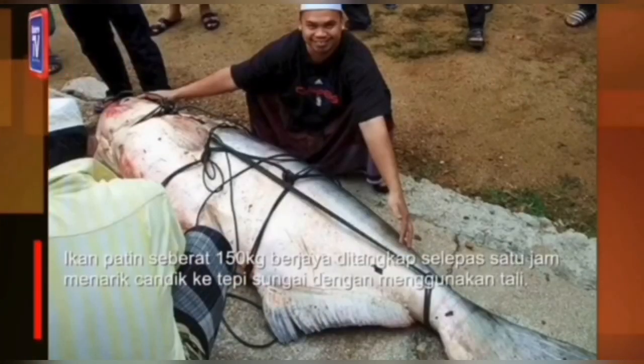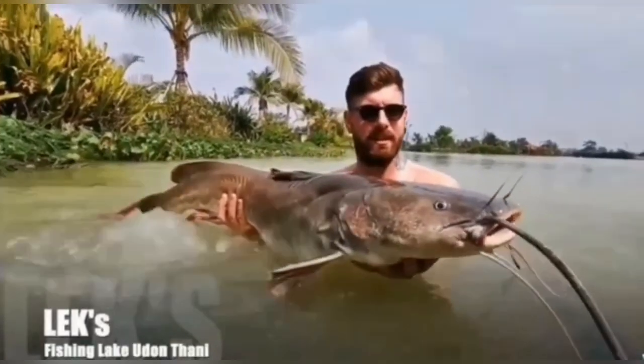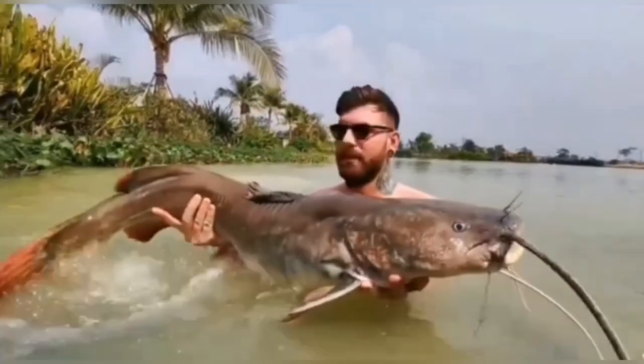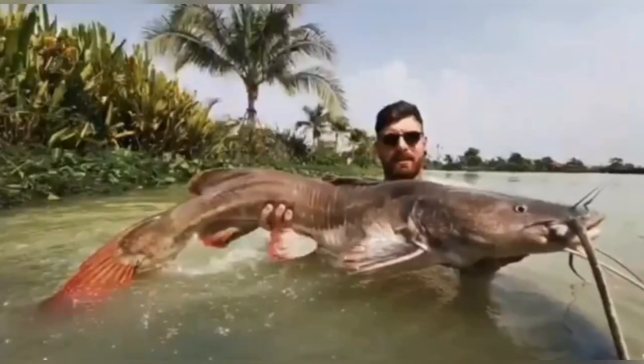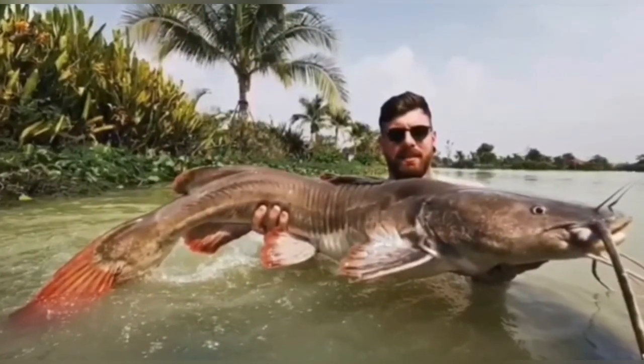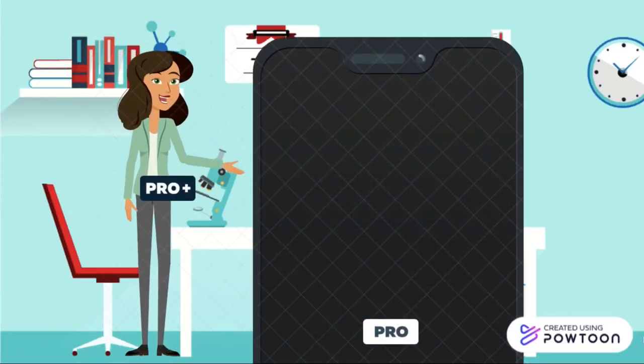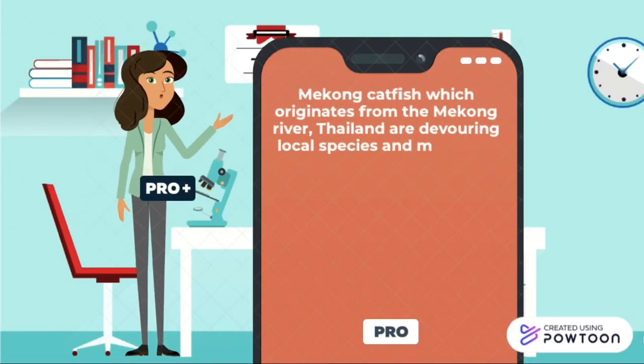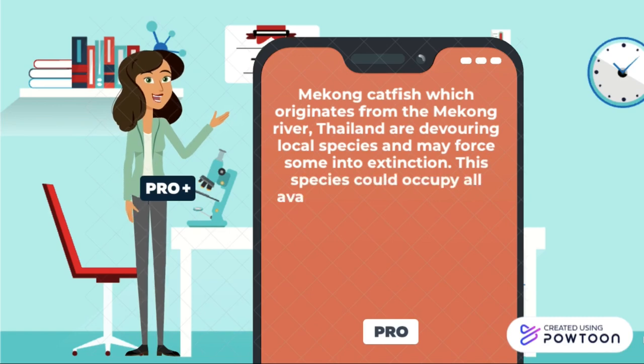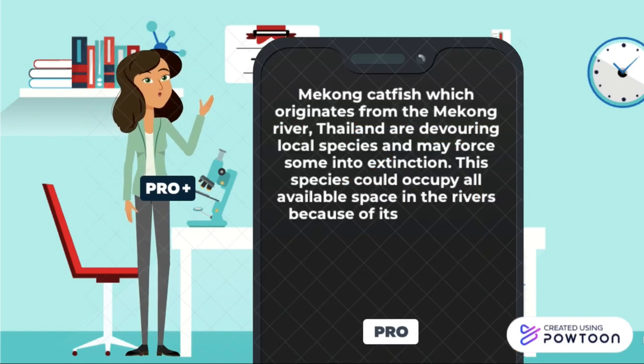Meanwhile, the Mekong red-tailed catfish can reach 80 kg and a length of 130 cm. In nature, red-tails of 30.5 cm are strictly predatory, with half of their diet consisting of other fishes, insects and even snakes. Mekong catfish, which originate from the Mekong River, Thailand, are devouring local species and may force some into extinction.